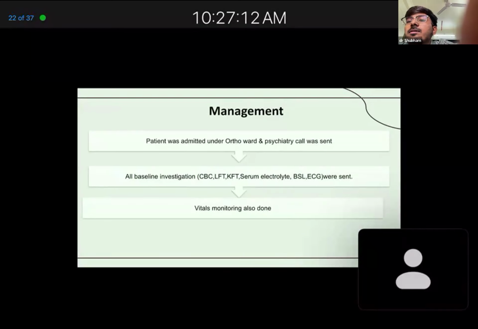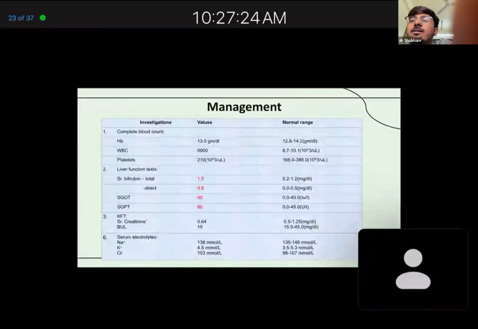Patient was admitted under the ortho ward and a psychiatric call was sent. All baseline investigations were already sent. Vitals monitoring was also started. In the liver function test, total serum bilirubin was slightly raised. Also, direct serum bilirubin and liver enzymes like SGOT and SGPT were also raised. Other markers were within normal limits.